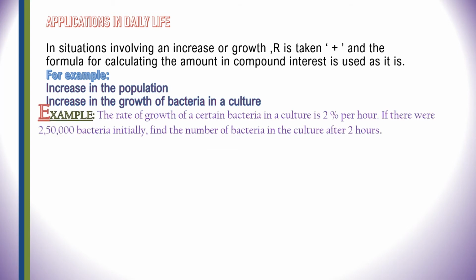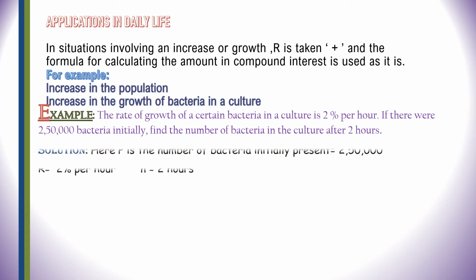The rate of growth of a certain bacteria in a culture is 2% per hour. If there were 2,50,000 bacteria initially, find the number of bacteria in the culture after 2 hours. Let us solve. Here, P is taken as the number of bacteria which was present in the beginning, that is 2,50,000. The rate is 2% per hour. And the number of hours we have to see is for 2 hours.